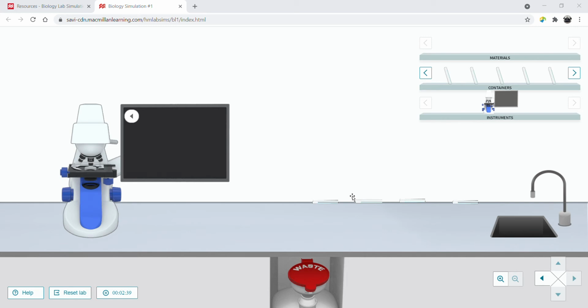Usually the lowest objective lens is 4x. So when you're looking through the eyepieces, that would give you a combined magnification of 10 times 4, which is 40 times bigger than the object itself. The next higher objective lens is 10x, which gives you a total magnification of 100. Then you have a 40x objective lens, which would give you a total of 400 magnification.